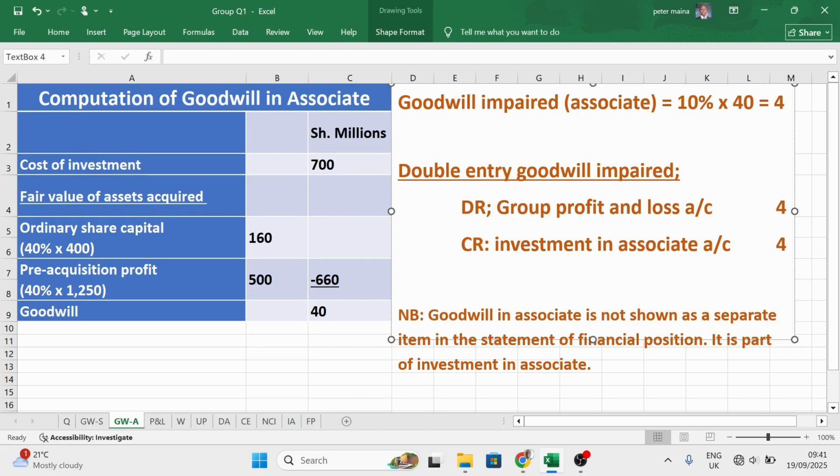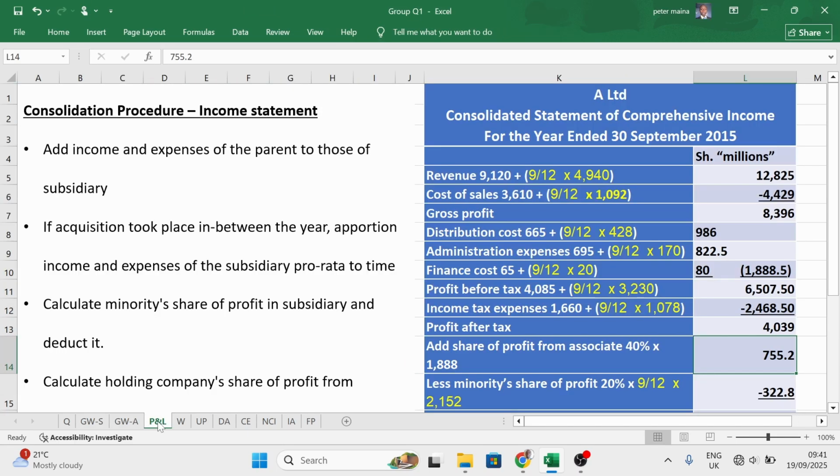So now that we have the goodwill for the two companies, the subsidiary and the associate, we can start by preparing the consolidated statement of profit and loss. So this one is a bit easier to prepare. Remember, you only need to add the income and expenses of subsidiary to those of the parent. We are not going to consider the associate during the consolidation process until the last part where we are going to be taking the profit from associate. So we have the steps here.